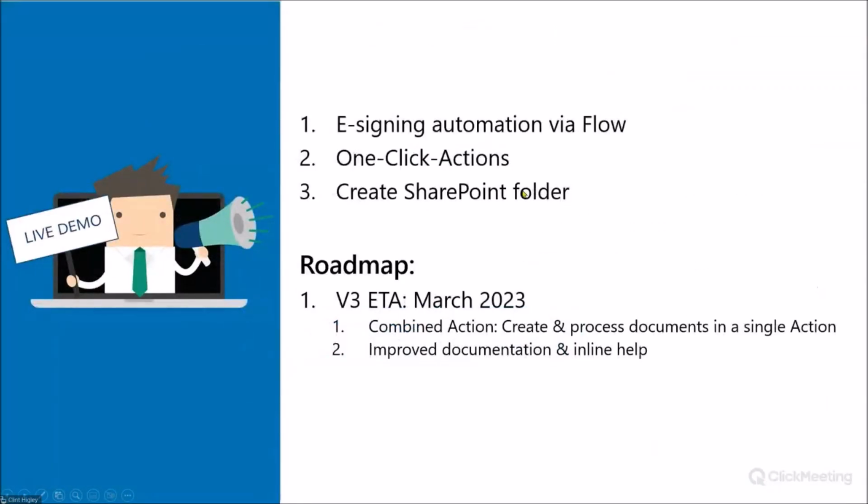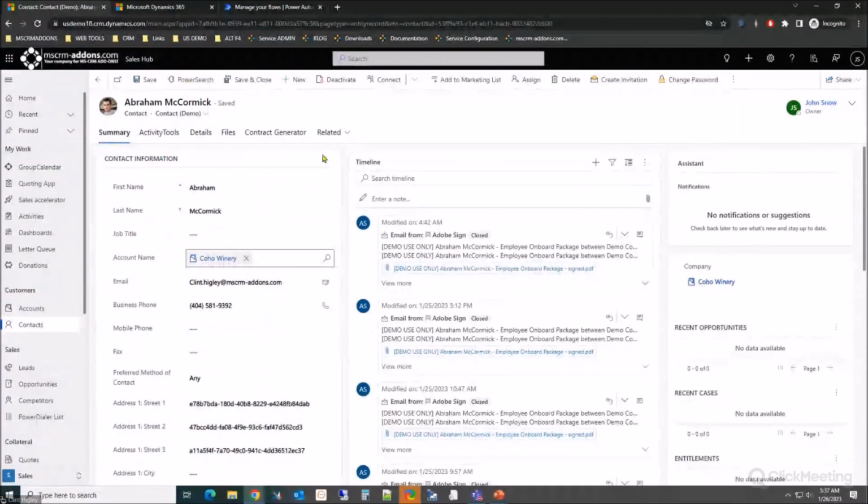So what we want to do today in our live demo is show these 3 new features, and I'm going to go over those in a little bit of detail so you can set them up yourself. It's the e-signing automation, how that works, the one-click actions, and creating SharePoint folders. So that's what we're going to do today. I'm going to switch over here now quickly to our demo system.